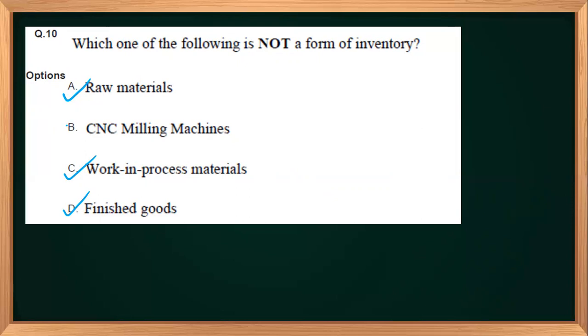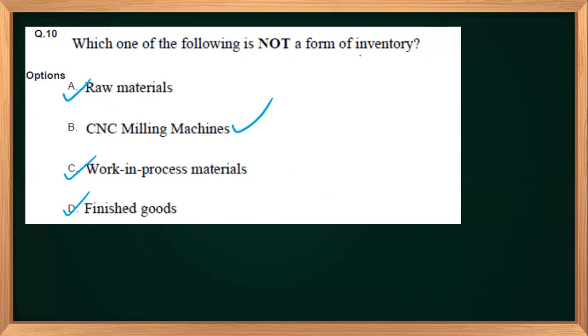Suppose I buy copper to make copper pipes, so copper as a raw material is inventory. When the copper tubes are made in between processes, that is inventory. When it's finished and kept with us, that's also inventory. But not the machines which are used to give the copper tube that form. So a CNC machine is not inventory. So this will be our answer.